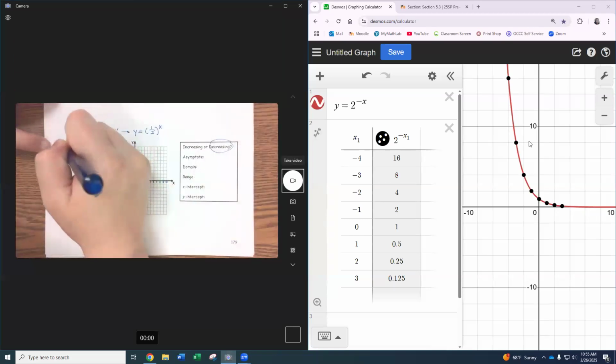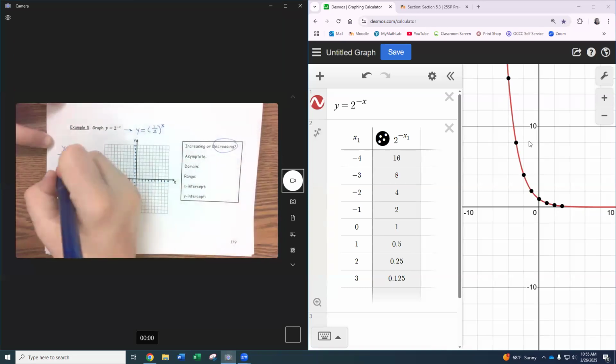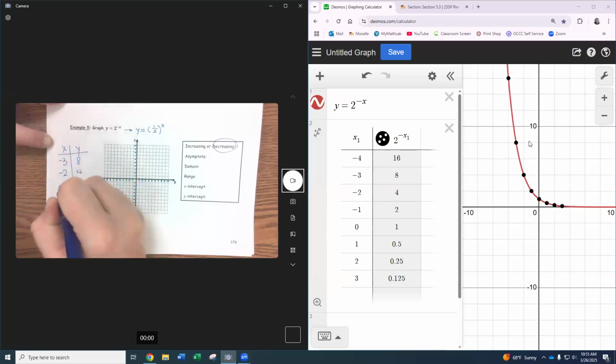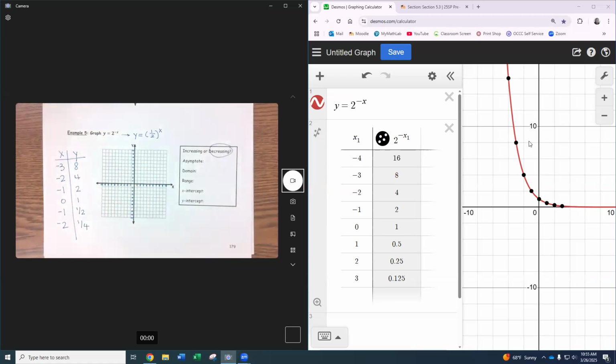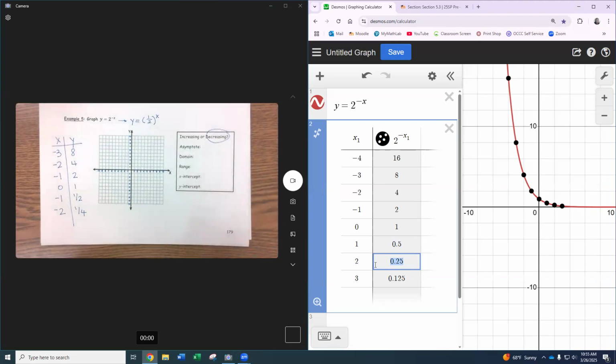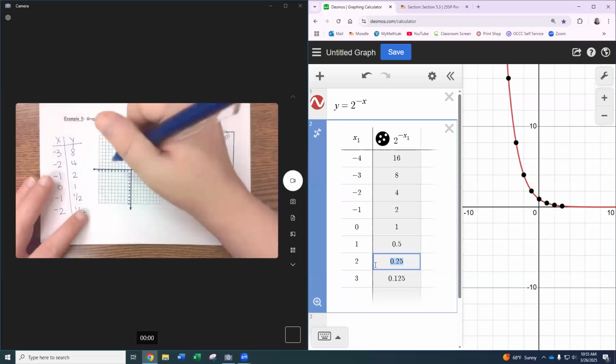So making my table. We have -3 and 8, -2 and 4, -1 and 2, 0, 1, -1.5, and -2 and 1/4. That's what 0.5 is and 0.25 is. Okay, so I'm going to plot those. Before I connect them, we're going to talk about this asymptote before we connect. So plot those points.